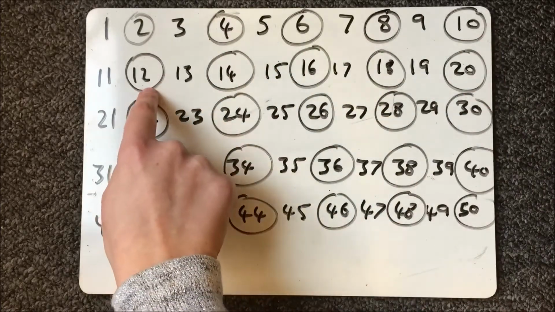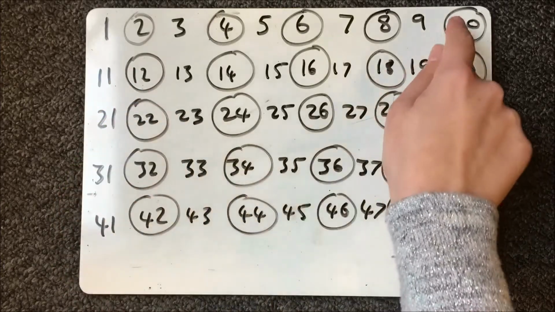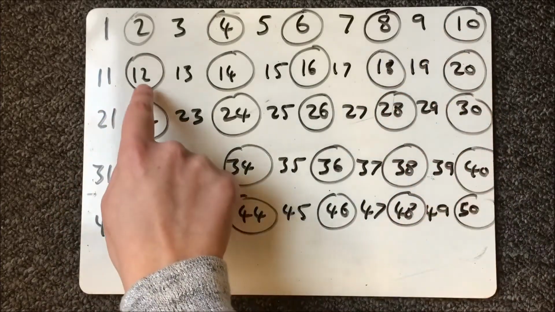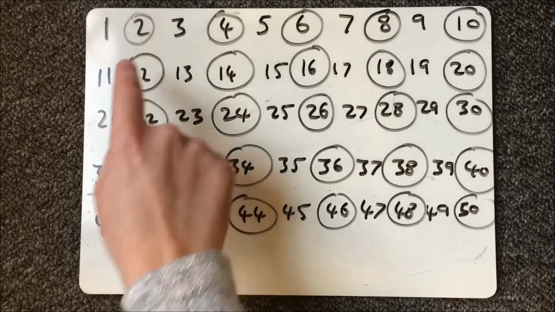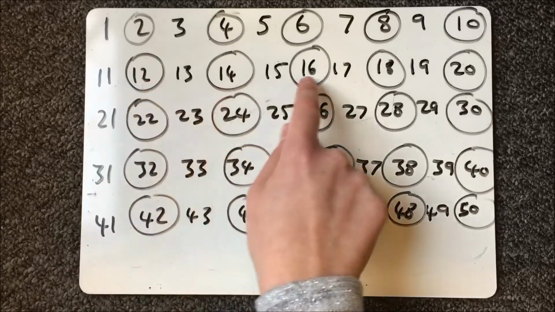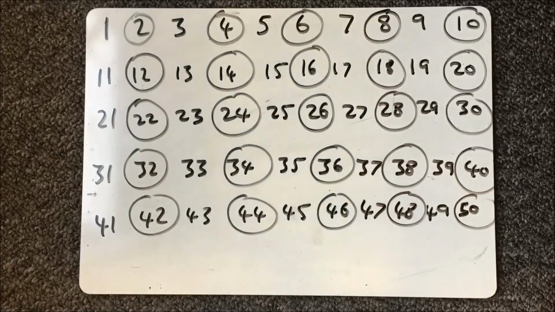So you can look at the last digit, because we always know that 10s are even. We just look at the last digit, and we can determine if it's odd or even. All of these numbers end in 2, 4, 6, 8.